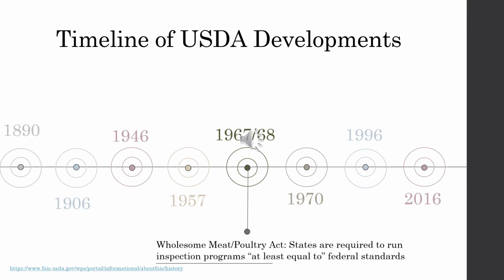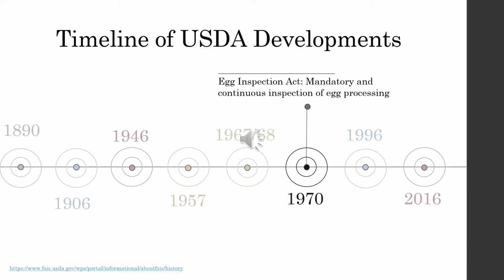1967 and 68 saw the outreach of the USDA to their counterparts on a state level, and they established the Wholesome Meat and Poultry Act, which required the states to run inspection programs that were, quote, at least equal to federal standards. The Egg Inspection Act of 1970 declared mandatory and continuous inspection of egg processing under USDA's jurisdiction.